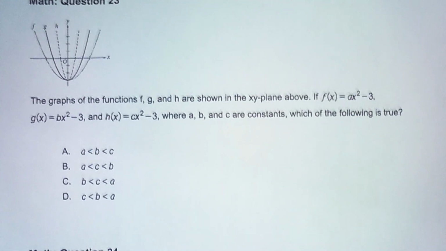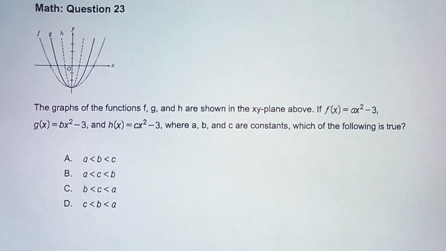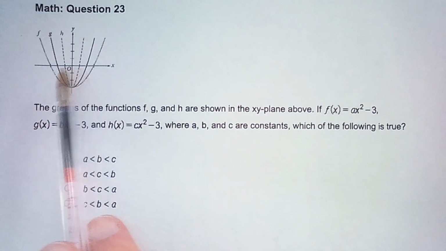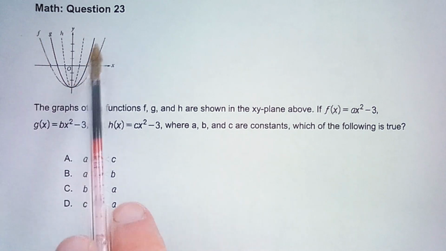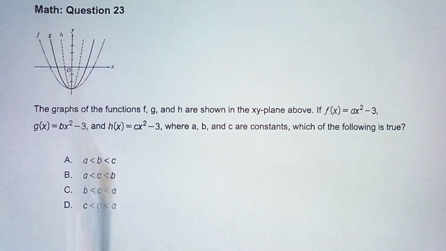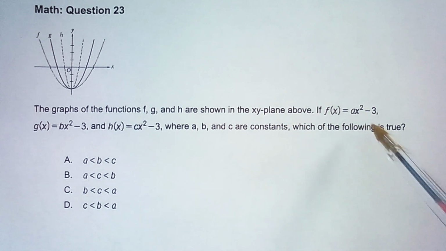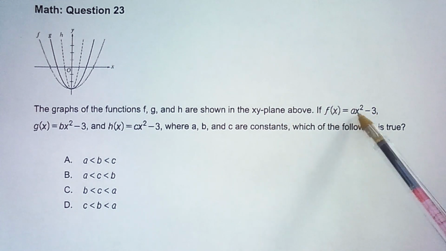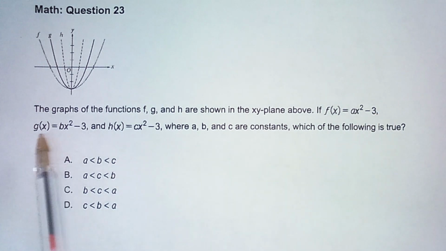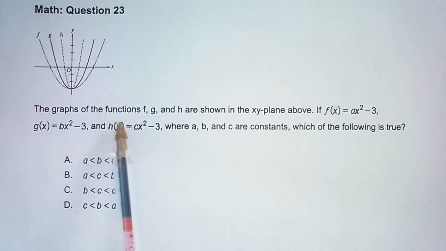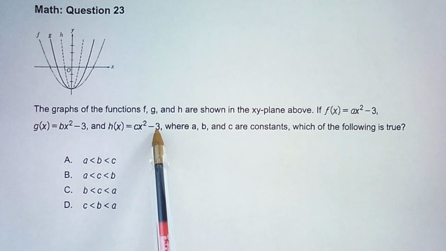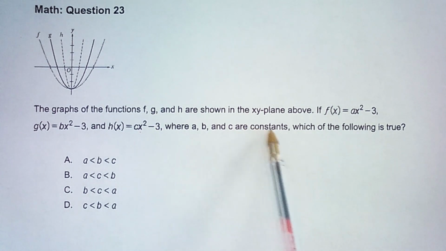The graphs of the functions f, g, and h are shown. So here's function f, function g, and function h in the xy plane above. If f of x is ax squared minus 3, g of x is bx squared minus 3, and h of x is cx squared minus 3, where a, b, and c are constants, which of the following is true?